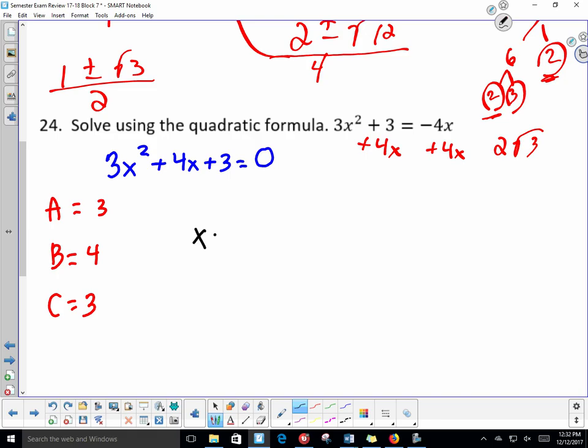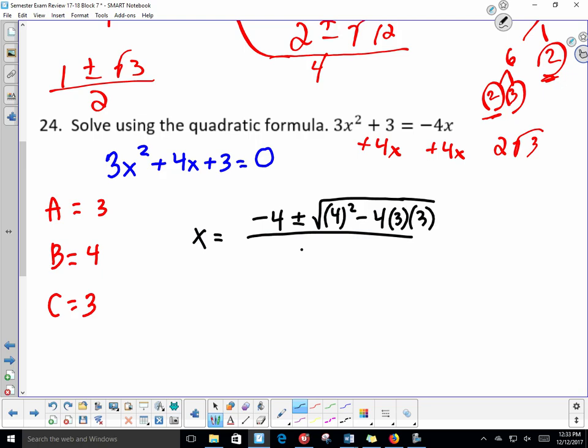What are we going to start off with? X equals negative 4 plus or minus the square root of 4 squared minus 4(3)(3) over 2. All right, so again, unless it is a word problem and it asks for a decimal, you want to set it up, and then you just want to use your calculator to figure out what number is under the square root. I put the B in parentheses because if it's a negative, for sure you want to make sure you get that as a positive number.